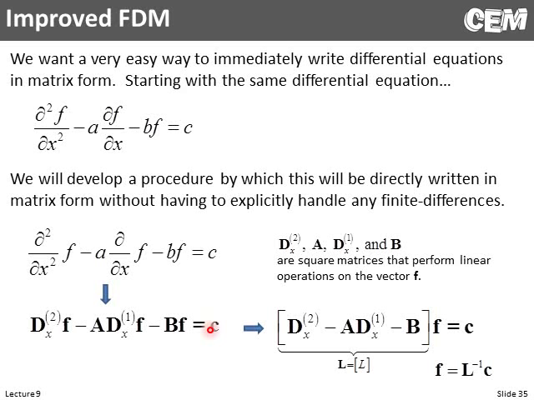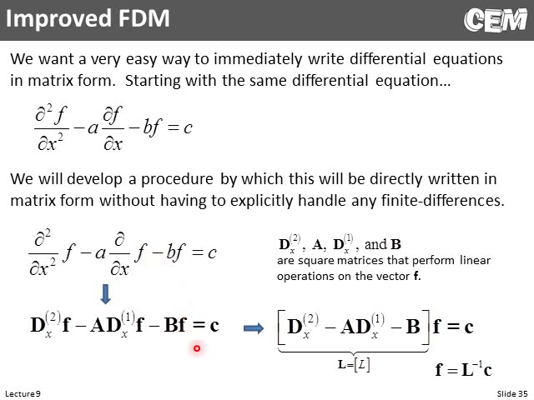So just knowing that, we don't know what goes into B or D or A yet, but just knowing this, we can immediately on paper go from the differential equation to the matrix form. And what we'll discover by doing it this way is that these matrices are very simple and easy to construct. And so that'll be some real simple MATLAB code to create these.